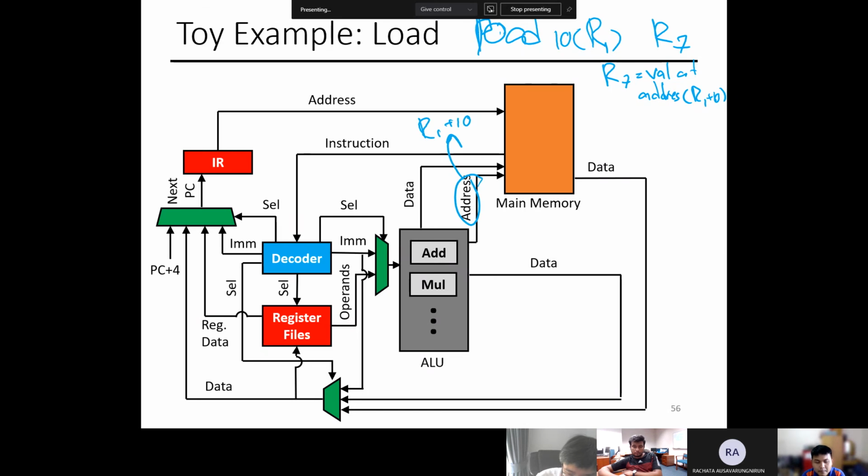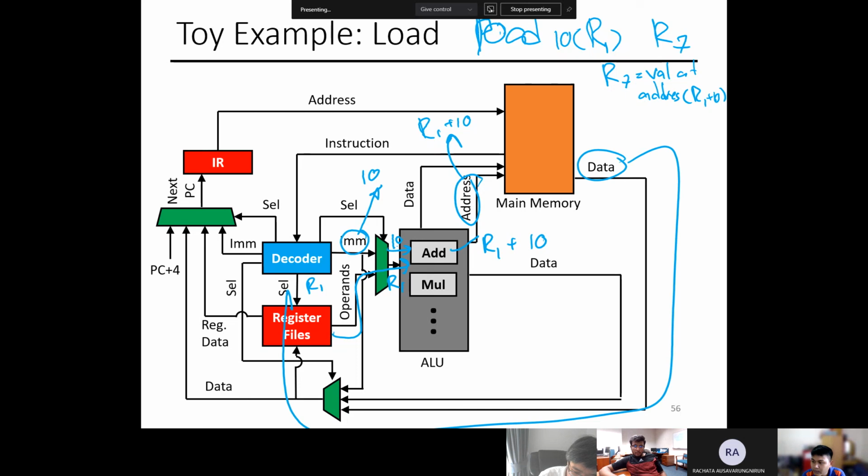How do I do that? Immediate becomes 10 because I want to add 10 to that. Then I select R1 so that the value of R1 comes out here. So this is R1 and 10. So this add results in R1 plus 10, right? That's it. Then I will have the data come back here and then I select R7. So I select R7 at the end. That's all. And then don't forget to include PC plus 4 at the end.